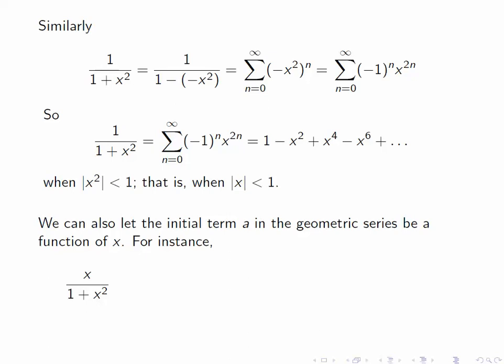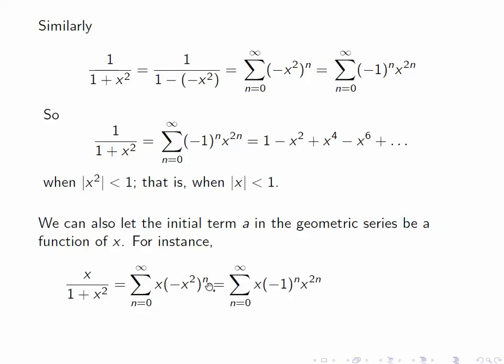We can also vary the initial term and have the initial term a be a function of x. So the simplest possible example of this would be x over 1 plus x squared. So this is the sum of a geometric series with initial term a and ratio minus x squared. In other words, the sum of x, that's a, times minus x squared to the n.